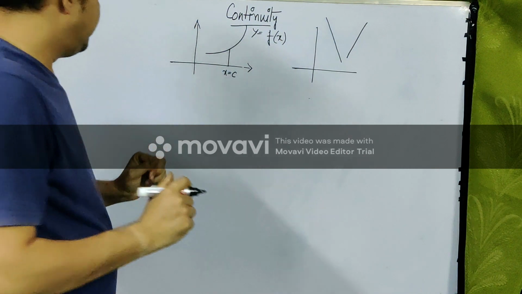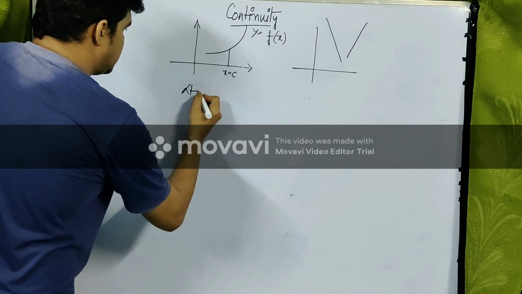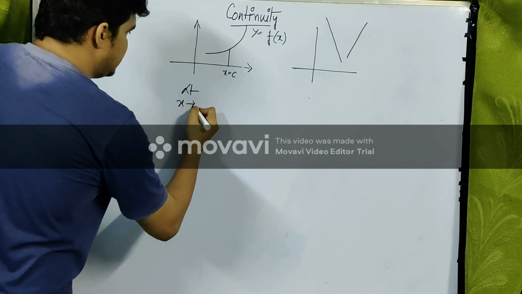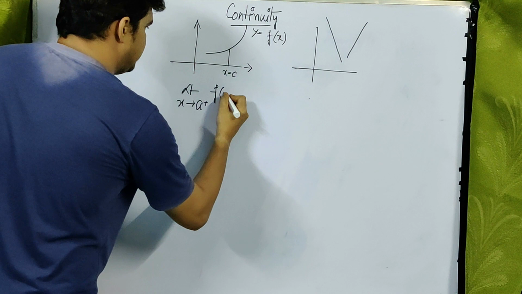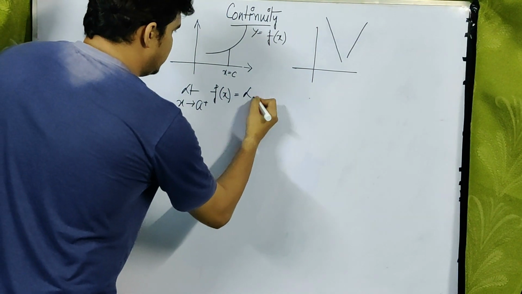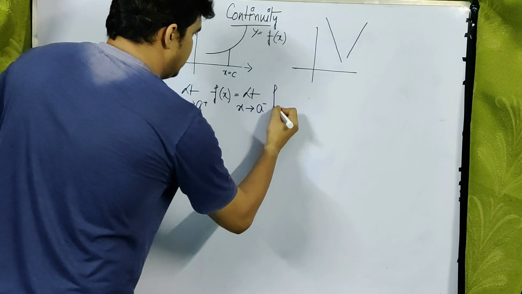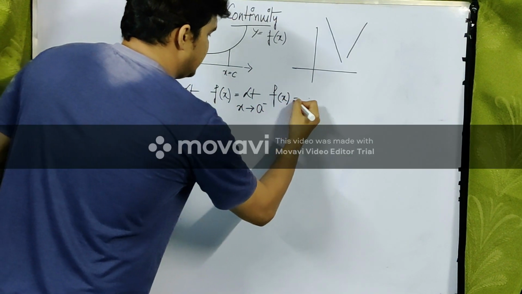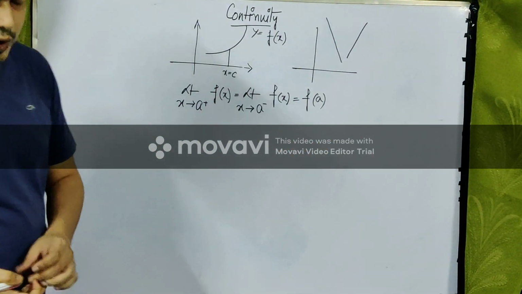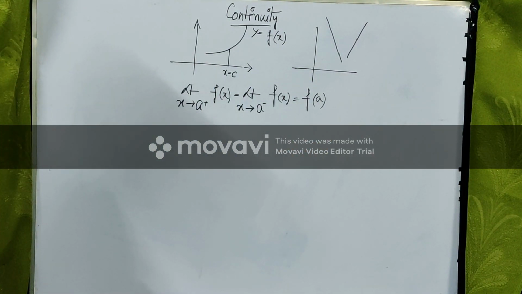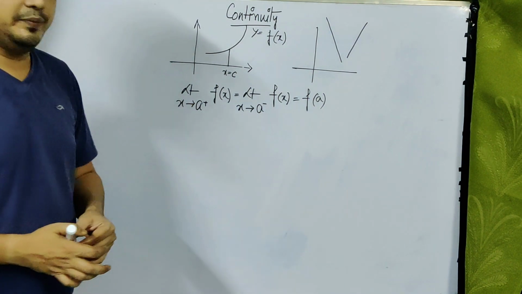Now how can we check it? We'll check it in this way. Limit x tending to a plus f(x) equals limit x tending to a minus f(x) equals f(a). If these three are equal, then we say the function y equals f(x) is continuous at the point x equals a.